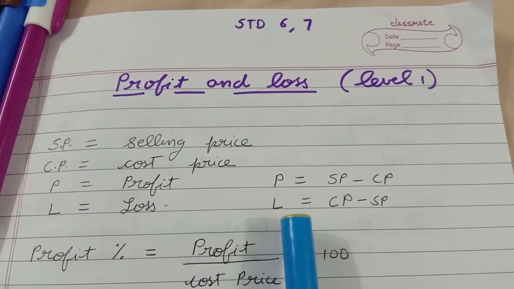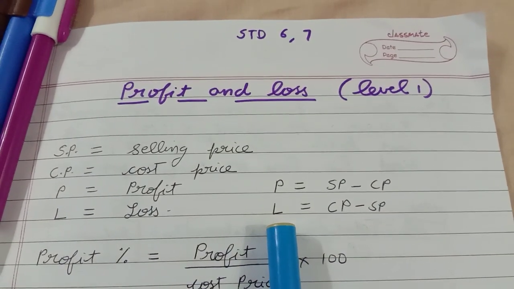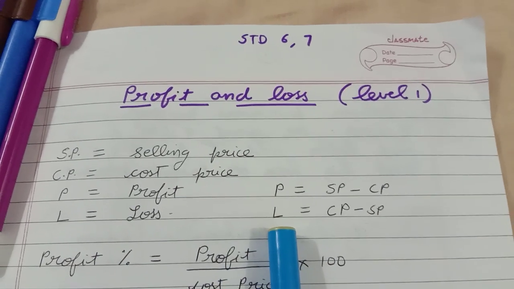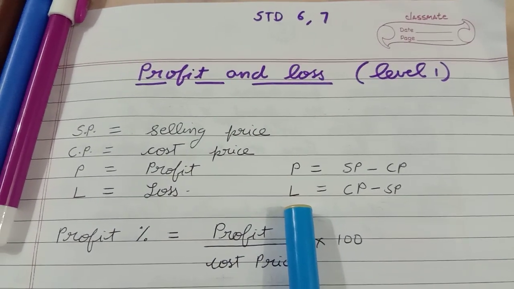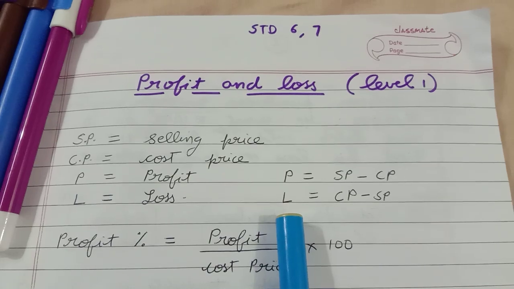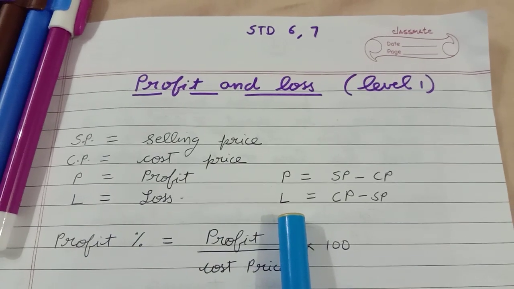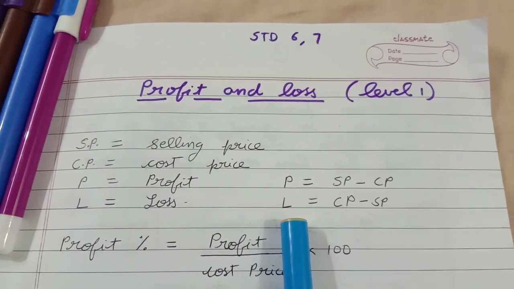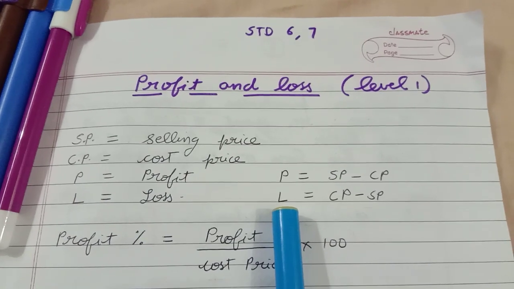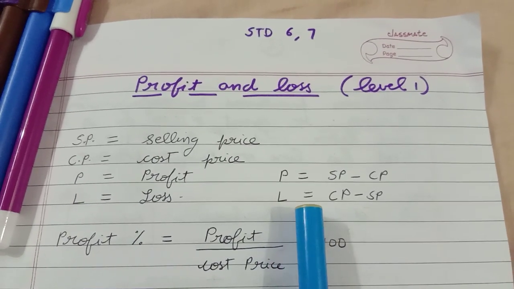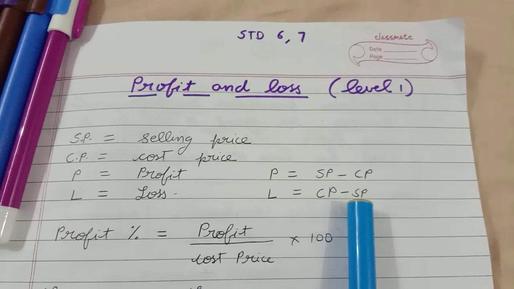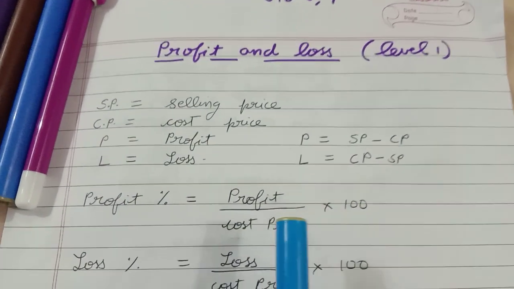Now in another case, if I bought the article at rupees 100 and sold it for rupees 80, then my cost price is more and selling price is less, so I am in loss. So for loss, the formula becomes cost price minus selling price.